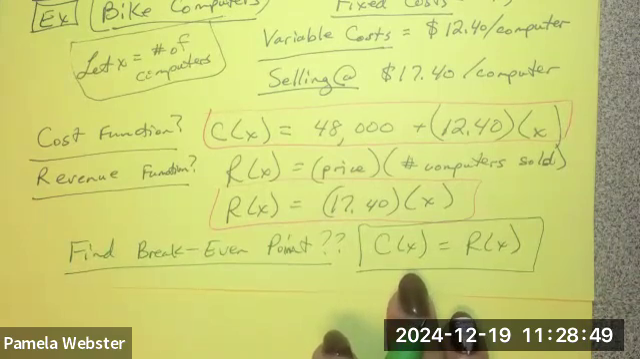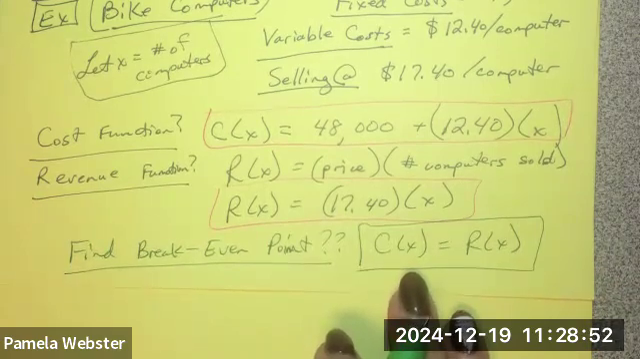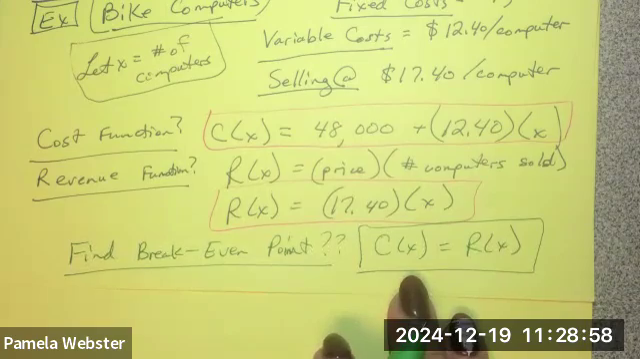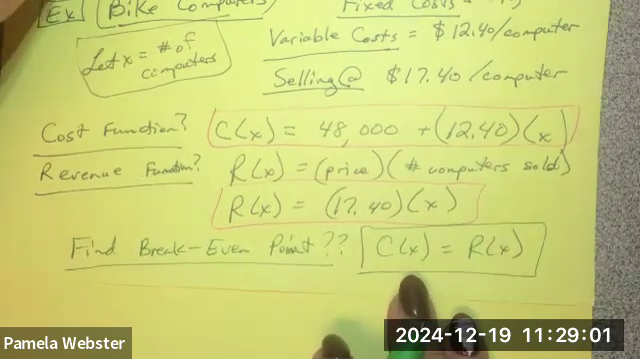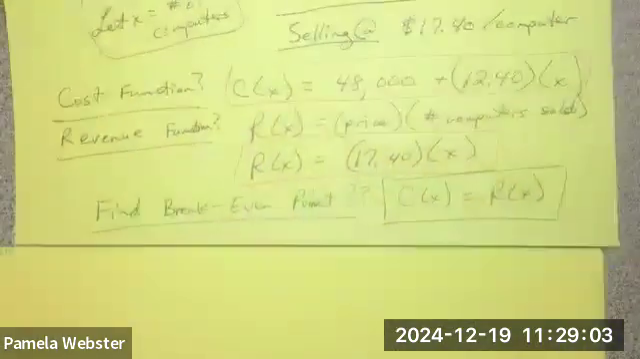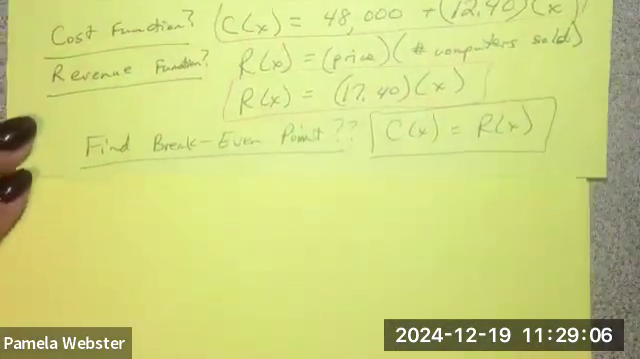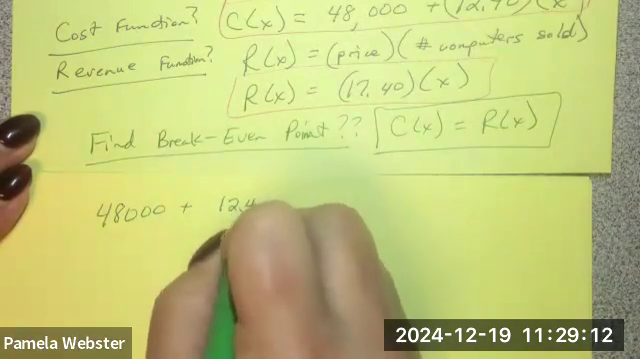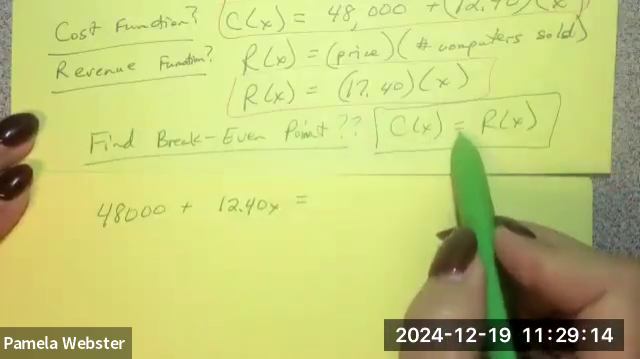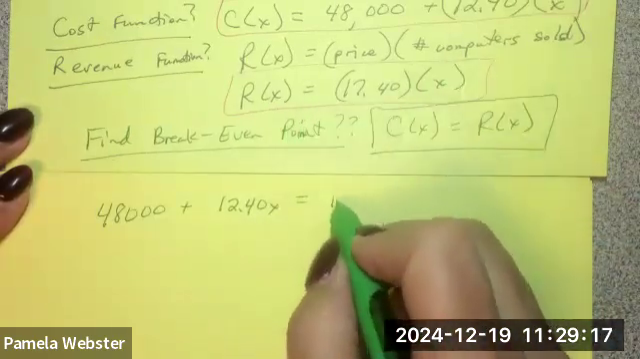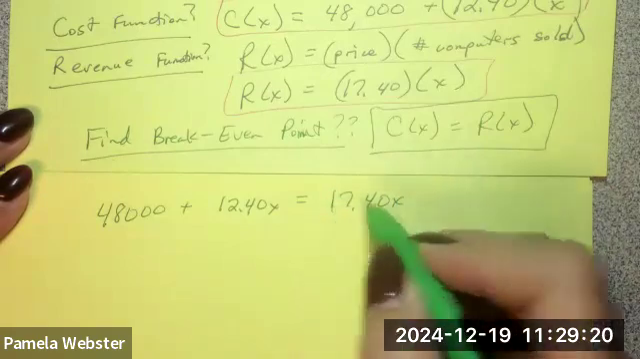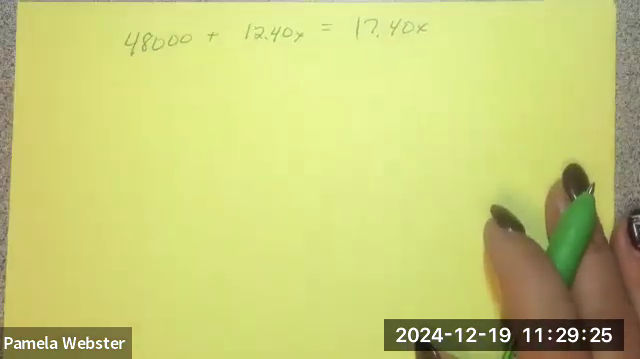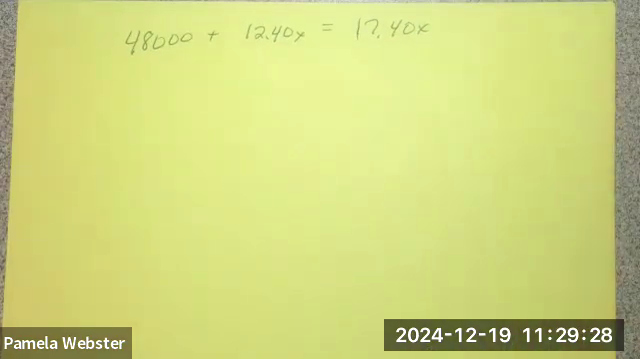I've got both of those functions. So the question asks me to find the break-even point, and now I'm going to do that. Let's see what we got. We have a cost function, 48,000 plus 1240x, is equal to the revenue function, 1740x. So I get those two things right there. The cost equals the revenue, and I've got it just fine.